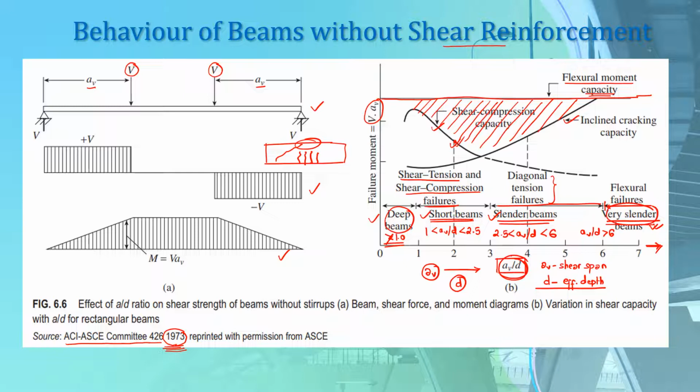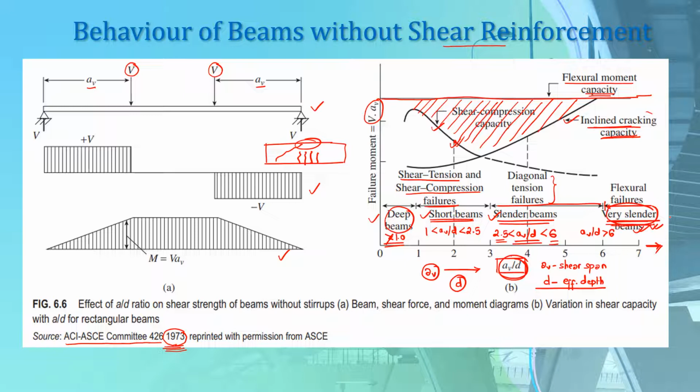But what happens in the case of slender and very slender beams? In slender beams, the ratio of a/d ranges from 2.5 to 6, and for these slender beams, the inclined cracks disrupt equilibrium to such an extent that the beam fails at the inclined cracking load. That is, the beams fail at the inclined cracking capacity, and in the case of very slender beams, they fail in flexure prior to the formation of inclined cracks. There will be no formation of inclined cracks in these very slender beams. Rather, before the formation of inclined cracks, they have already failed in flexure.